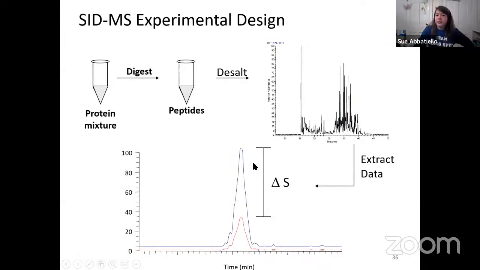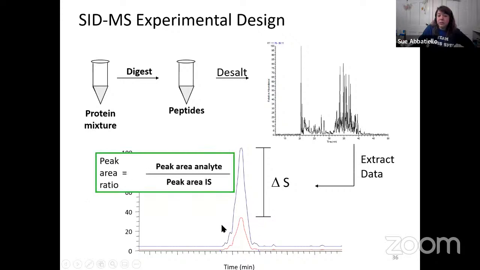Okay. This is just kind of reviewing before looking at stable isotope dilution. You spike in your standard in a known amount and then quantify the peak area relative to the light peptide, which is coming from your sample. And this is how we often use Skyline to do this.